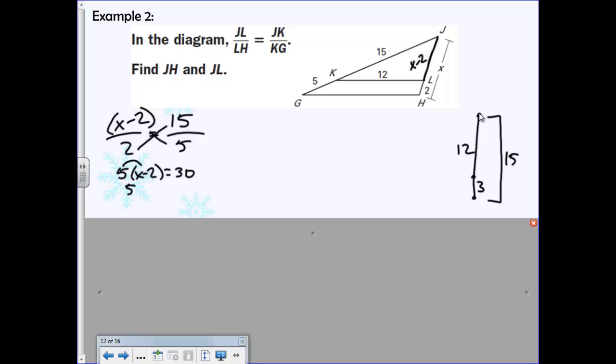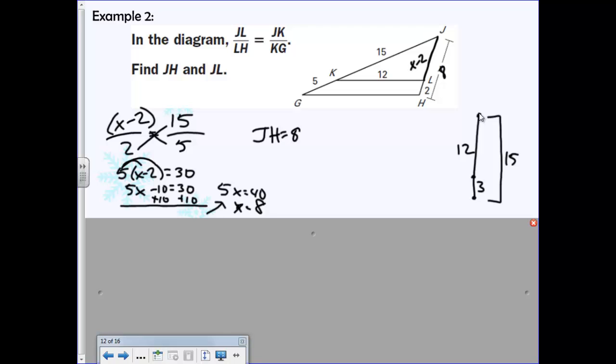Distribute 5x minus 10. Add your 10. Are we getting this on our paper? So 5x equals 40, and x is 8. So find JH and JL. So I say, well, what's JH equal? JH is the whole thing, right? Which is x. So if I plug in my 8 here, what is JH? 8.